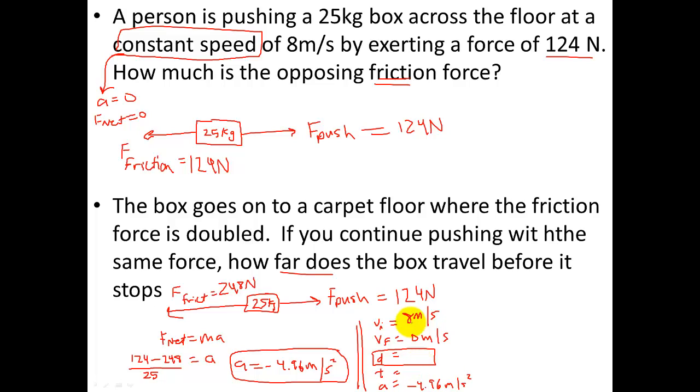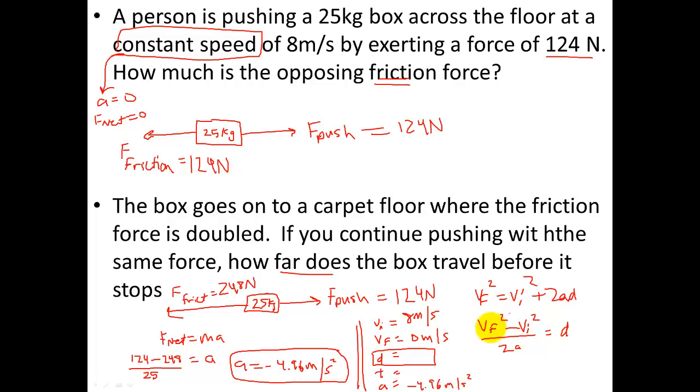So we have to ask what equation relates vi, vf, d, and a. We should have memorized these by now, but that's going to be vf squared equals vi squared plus 2ad. We are solving for d, so we want to algebraically solve this for d. So we get vf squared minus vi squared, divided by 2a, equals d.